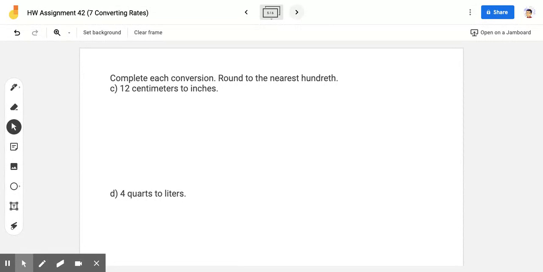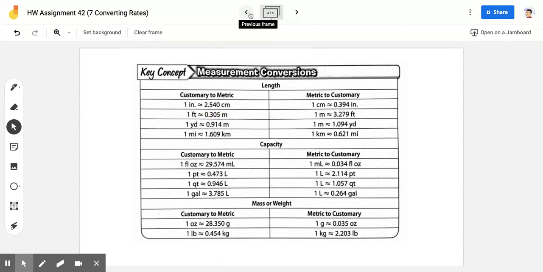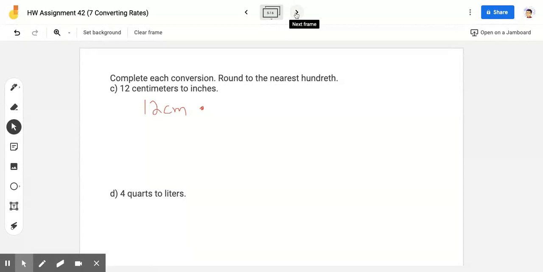So if we want to convert 12 centimeters to inches, all right, so 12 centimeters, and I want that to be converted into inches. So here's what I will do. I'm going to write out 12 centimeters, and I'm going to end up multiplying that 12 centimeters by, well, let's see, inches to centimeters. So there's 1 inch in about 2.54 centimeters. So 1 inch in 2.54 centimeters.